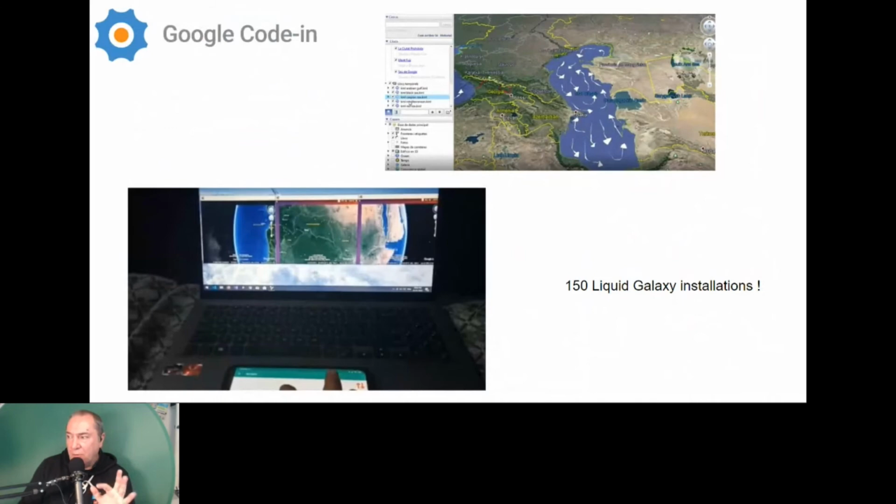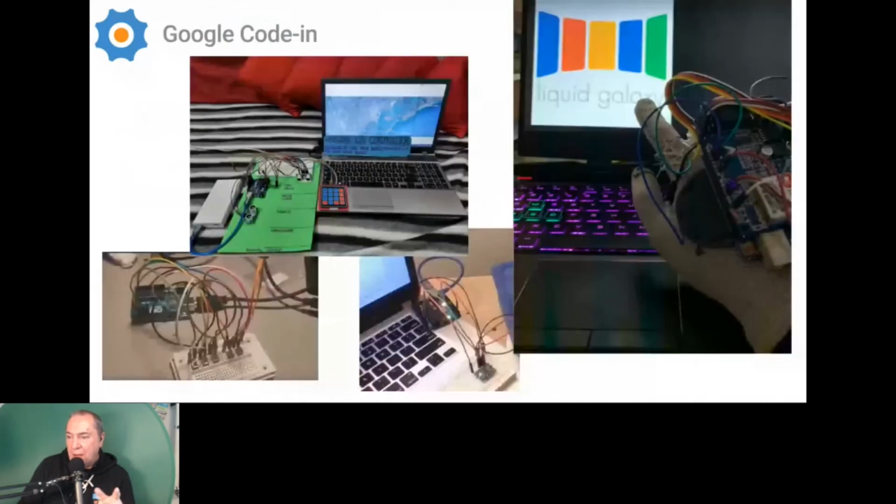You see here a globe, and you move the fingers and your hand, and then the Google Earth moves. And there are also ultrasonic sensors or buttons or many different kinds of controls for the Liquid Galaxy.